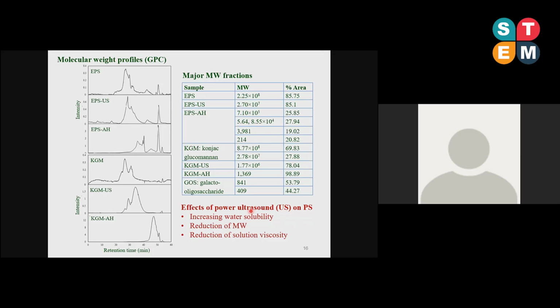In general, power ultrasound is a very convenient, mechanical method to degrade the polysaccharide. With treatment by power ultrasound, it can increase the water solubility, can reduce the molecular weight moderately, and can also reduce the solution viscosity, because viscosity is correlated to the molecular weight.